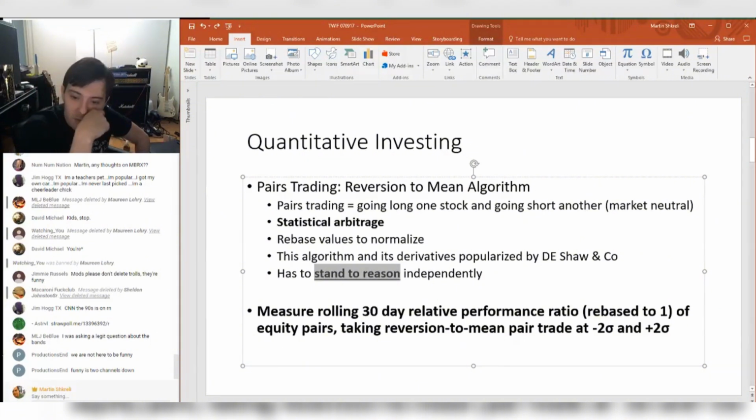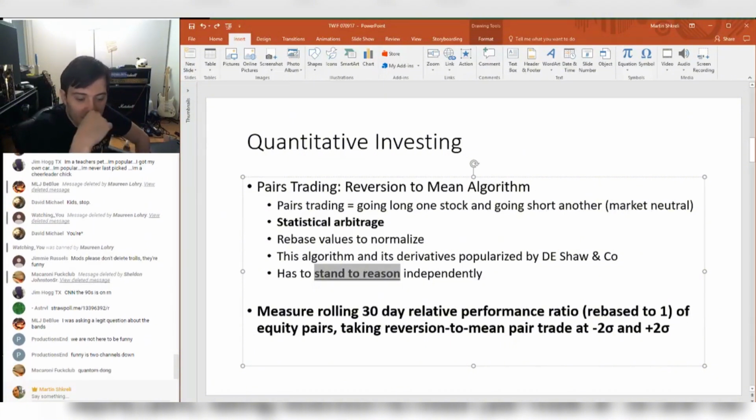And it was popularized, I think, by D.E. Shaw. Again, companies like these, Renaissance, D.E. Shaw, Two Sigma, etc., control their algorithmic trading secrets very carefully. But I know this is a pairs trading phenomenon for equities that D.E. Shaw does quite a bit of. So what I did is I took the rolling 30-day rebased relative performance.